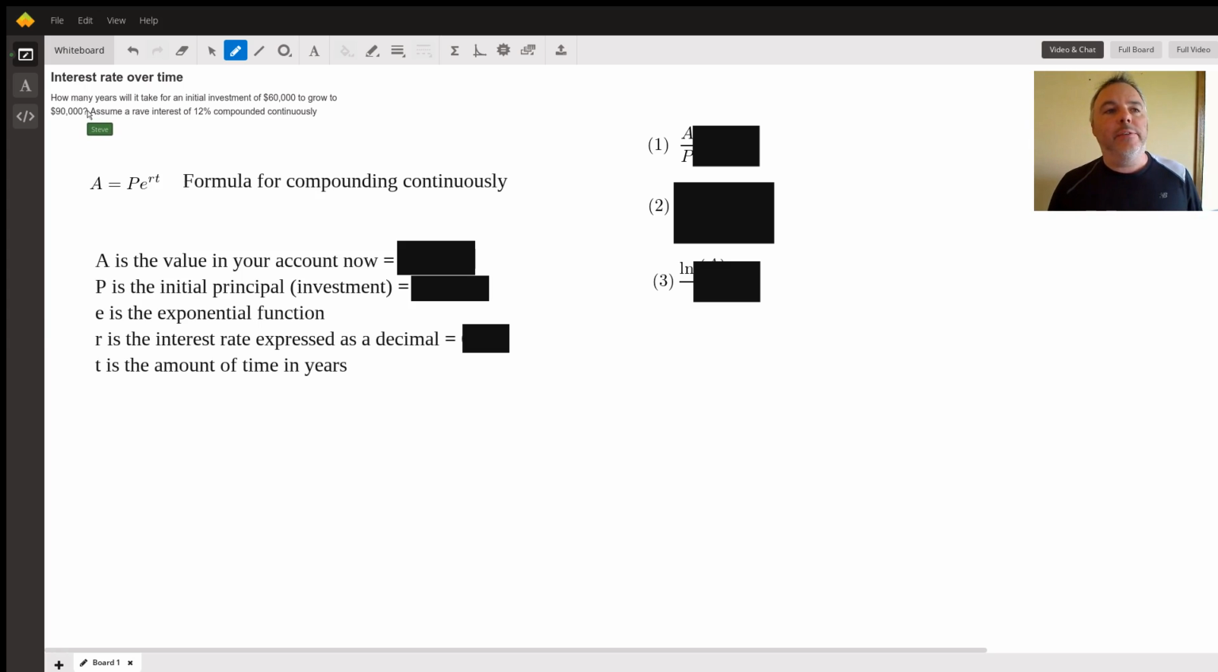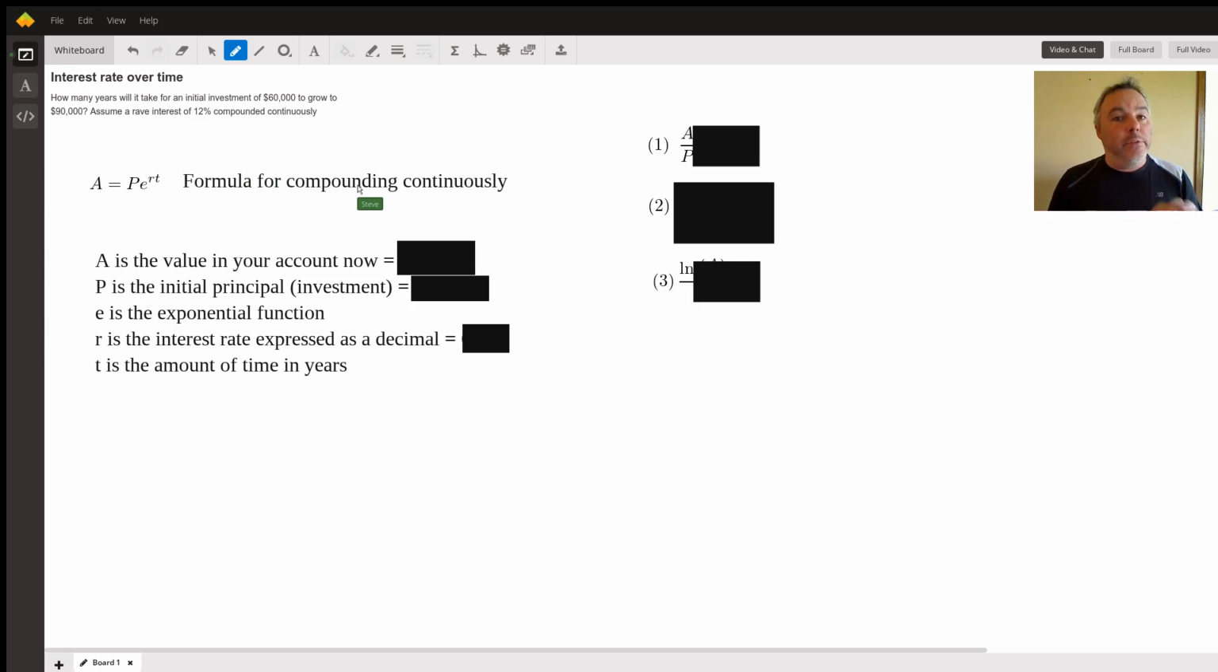So the problem says, how many years will it take for an initial investment, $60,000, to grow to $90,000, assuming an interest rate of 12%? Here's the key word: compounded continuously. So that's the key we're going to need for this problem. You might have other interest rate problems, like it's going to be compounded monthly or quarterly or whatever. If you have that type of problem, message me and we'll help you with that type of problem.